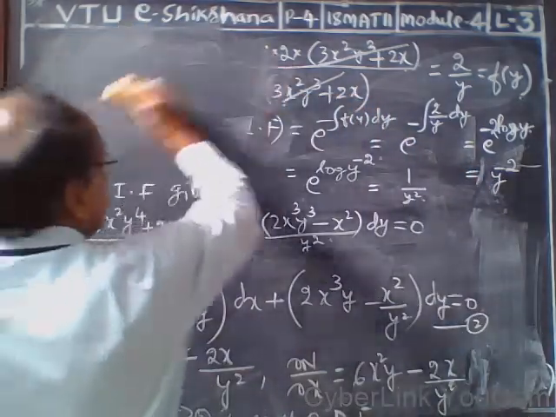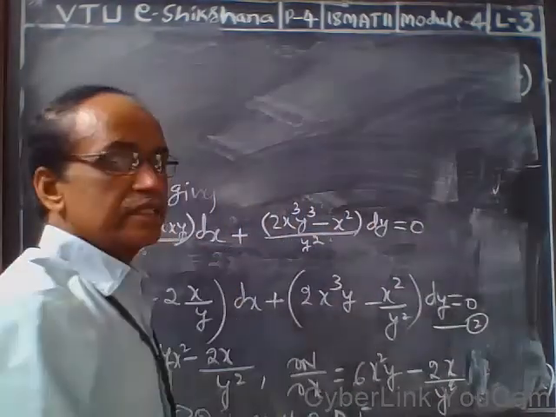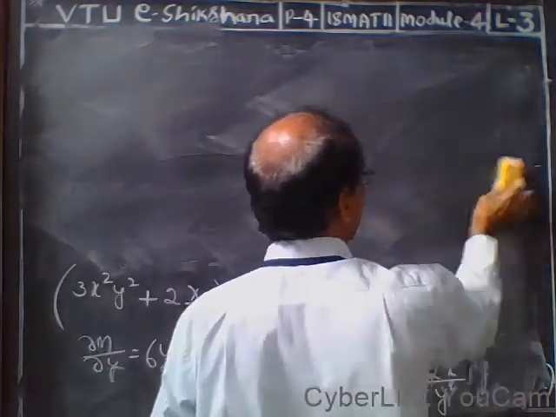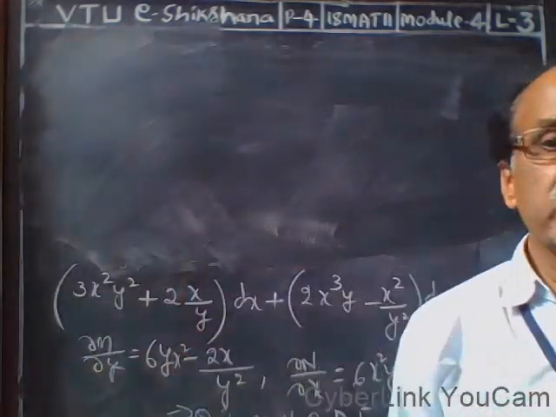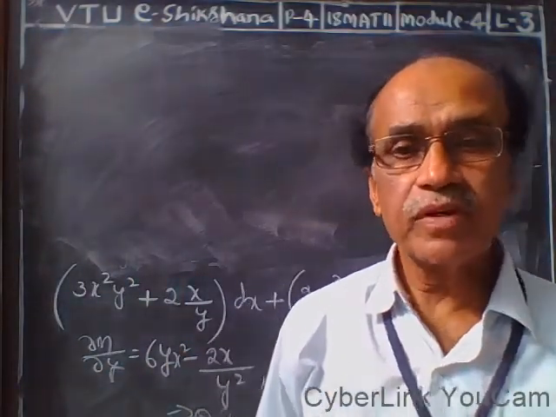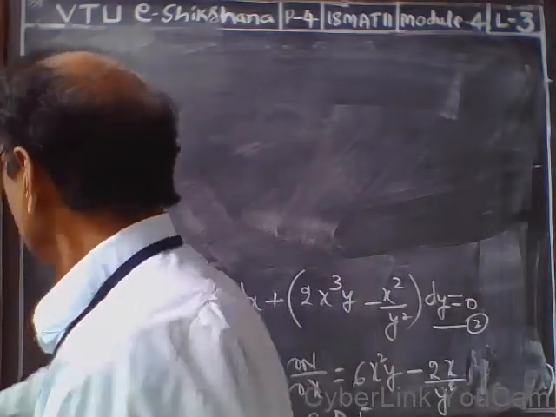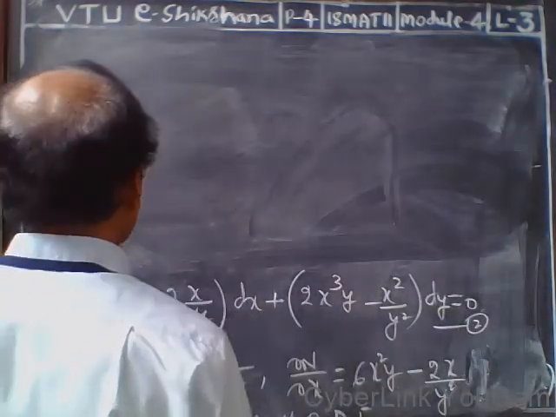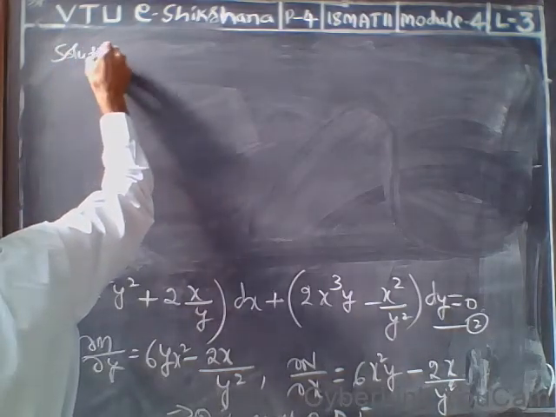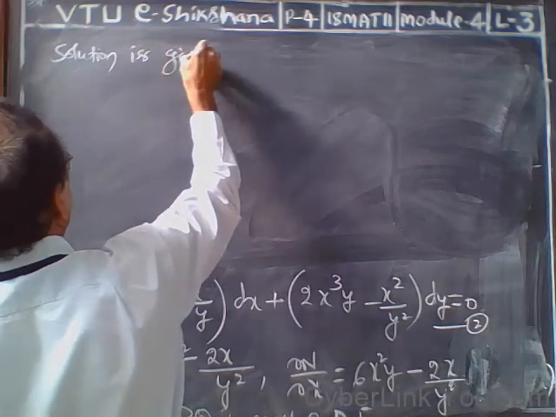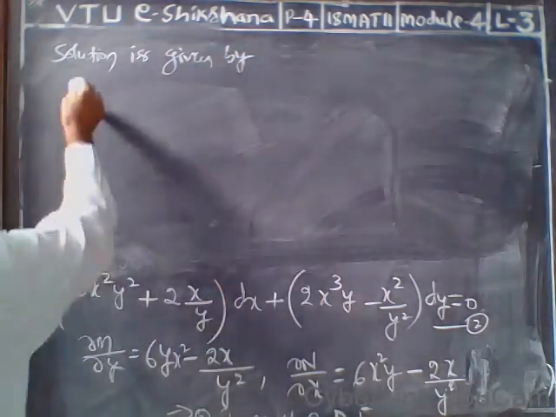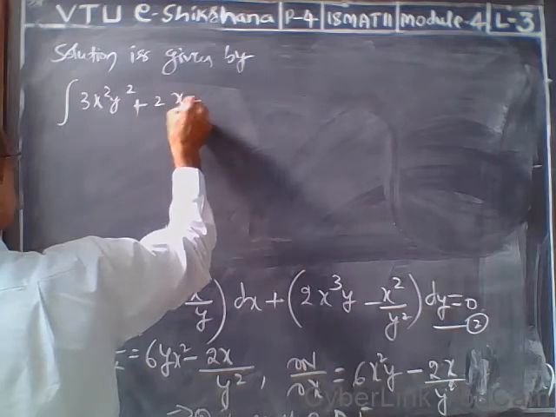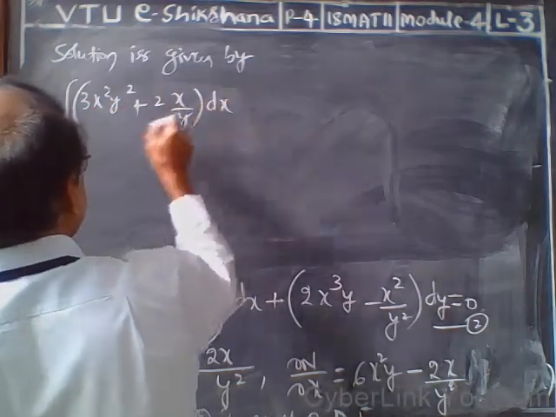Once it is said to be an exact ODE, then according to the exact differential equation, you can solve. What is that exact differential equation solution? You have to integrate both the terms, treating the first term y as constant and second terms free from x. That is what you have to do. Now, let us see how this differential equation which is converted to exact then gives the solution. Solution is given by integration, that is 3x square y square plus 2 times x by y, dx.